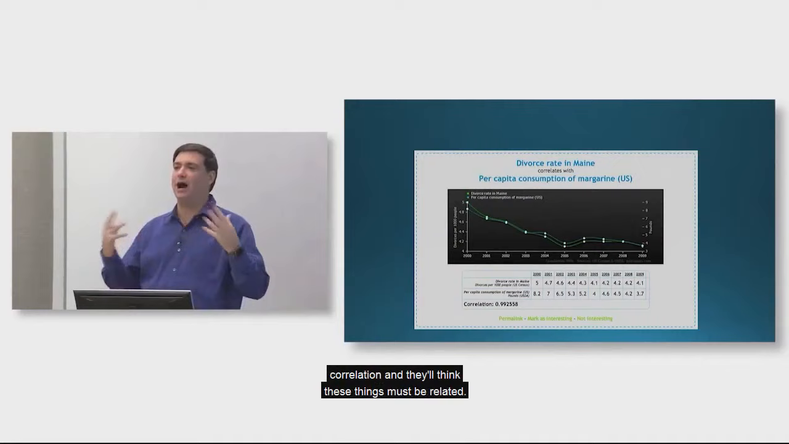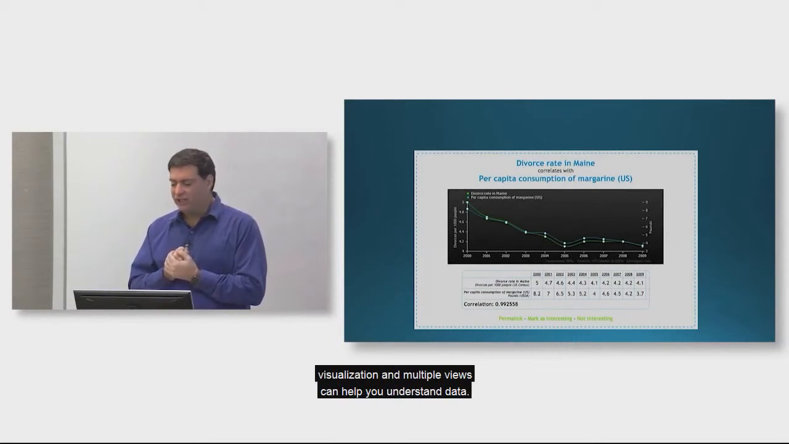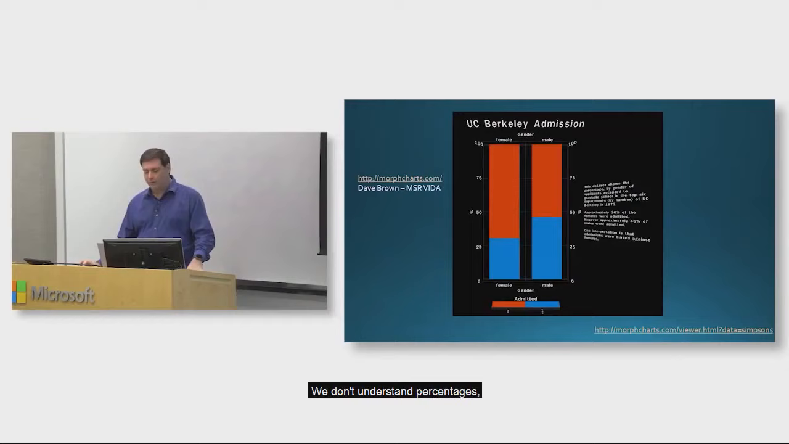So now, I've used a lot of examples where visualization is kind of confusing, but I really propose that visualization and multiple views can help you understand data. So I'm going to show some of these examples, particularly on cases that people don't understand very well. You know, we don't understand percentages. We don't understand Bayesian reasoning and all sorts of things like that.